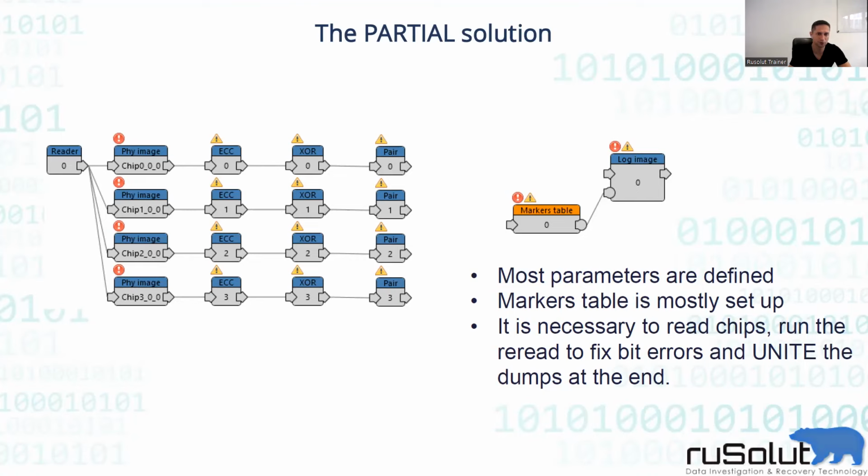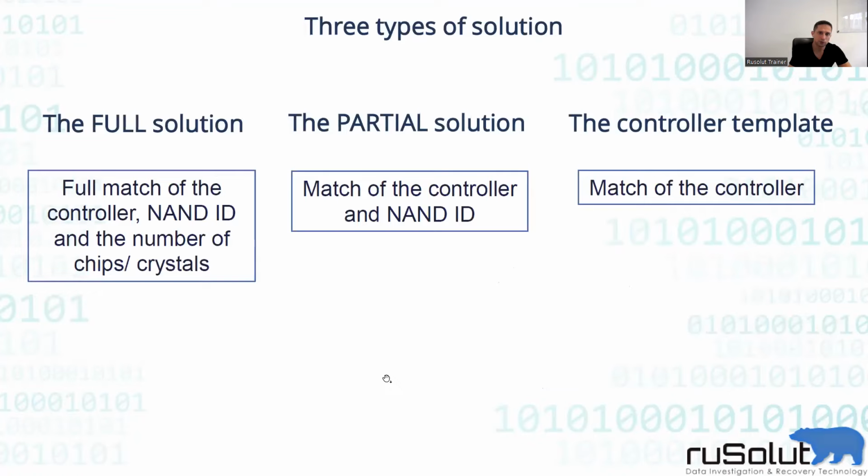Well, sometimes uniting could be quite complex, but in many cases, it's pretty simple. Okay, so that was the first 2 types of solutions, when we have the match of combination controller and NAND ID. Here we have controller and NAND ID plus number of chips and crystals. In this case, we have a match of only controller and NAND ID. And of course, sometimes we may not have this combination in the database.